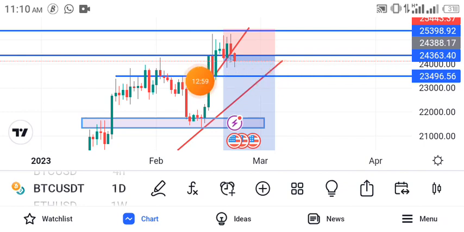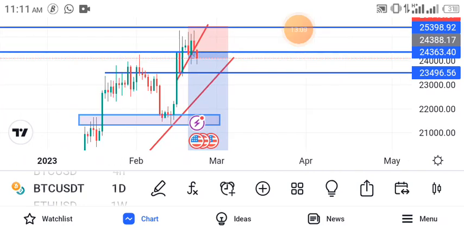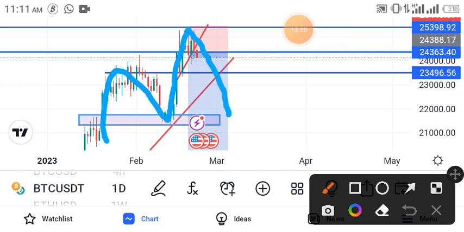So for me, I am still watching, though I just want to wait because I'm seeing that this daily wants to form a head and shoulder, something like this. Let me show you guys. This is the shoulder, the head. It will come down to this area, give us another head and shoulder, and then go down. So yeah, I think this is a good time to sell.